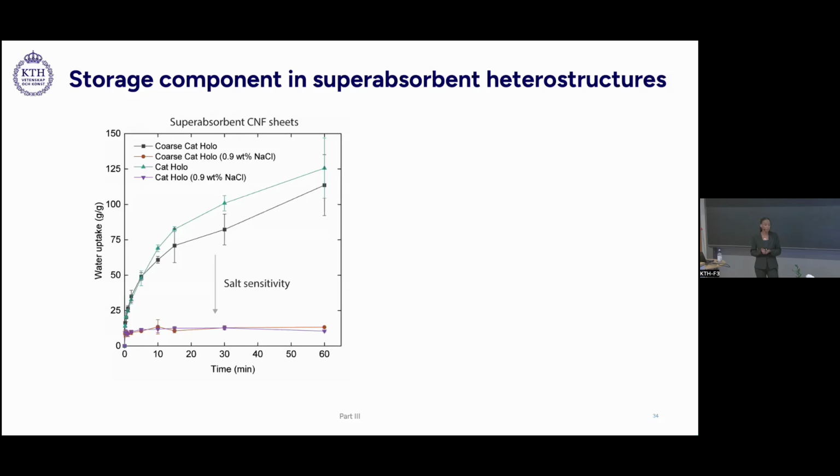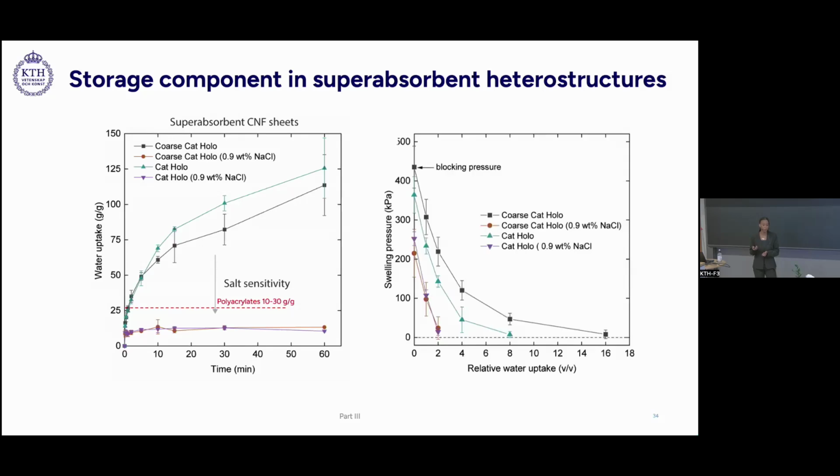And this notable reduction is related to the diminished difference in osmotic pressure across the CNF gel boundary. And this is also the case for other conventional superabsorbent polymers, such as polyacrylates, which are the most highly charged polyelectrolytes. To further evaluate the liquid holding capacity of these CNF sheets, we measured their swelling pressure at different water uptakes.